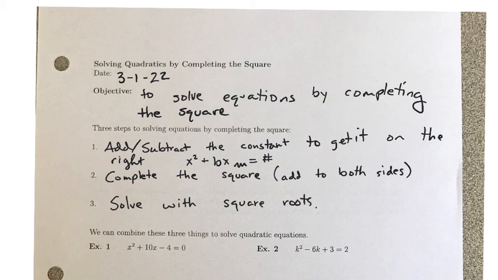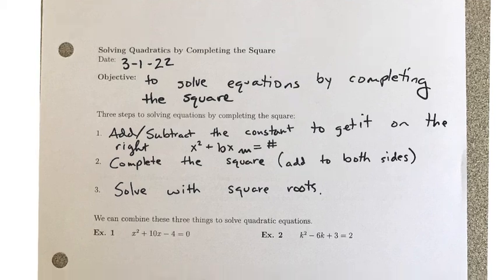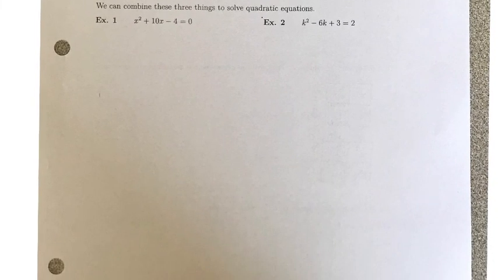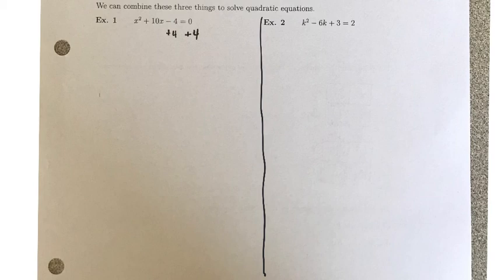Okay, so let's actually go through and solve this. So we're gonna do several examples here. If you need to, maybe press pause and copy all the notes over if you haven't yet. But down here with example 1, we've got x squared plus 10x minus 4. So step 1, we're going to add the constant so that's on the right. And so we are left with x squared plus 10x equals 4.